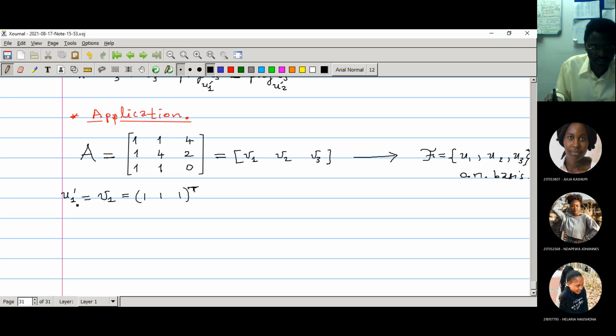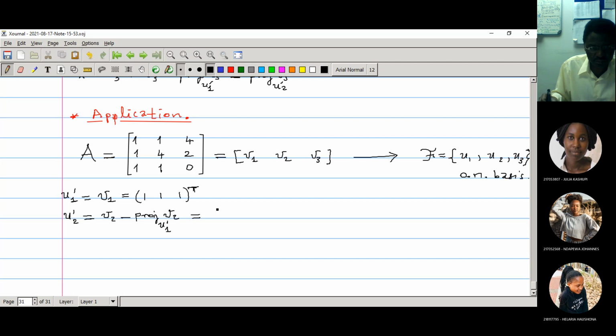U1 prime is this. Right. Now, what is our U2 prime? It will be V2 minus, we subtract the projection of this V2 on U1 prime.